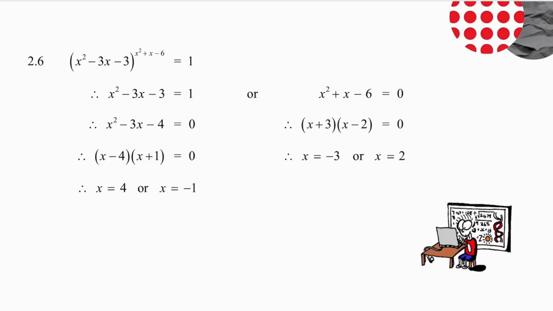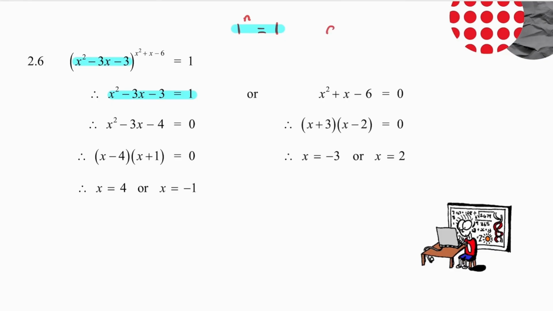2.6 is a lovely example. So you've got something to the power something equals 1. Now you need to think, how can you get 1 as an answer? Well, you know that 1 to the n is equal to 1. So 1 to any power is 1. So this part could be equal to 1. Because 1 to any power is 1, so x squared minus 3x minus 3 could be equal to 1.